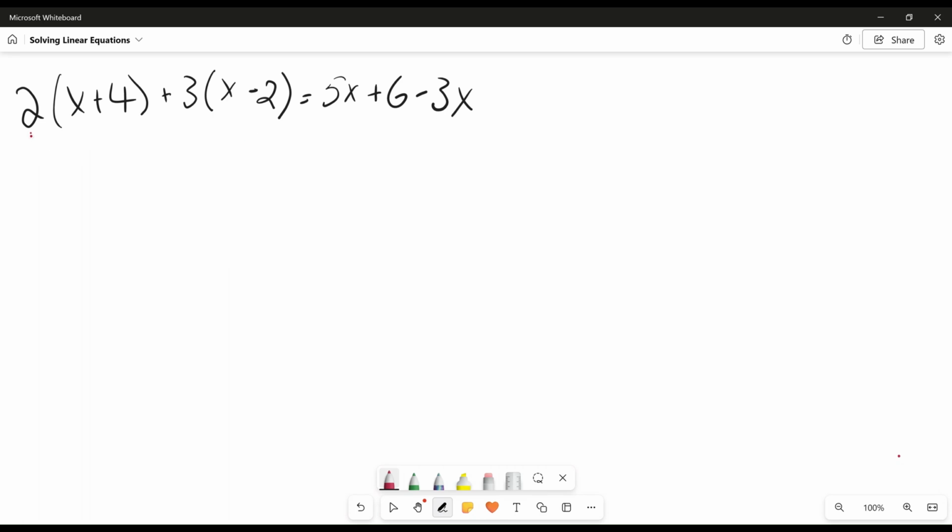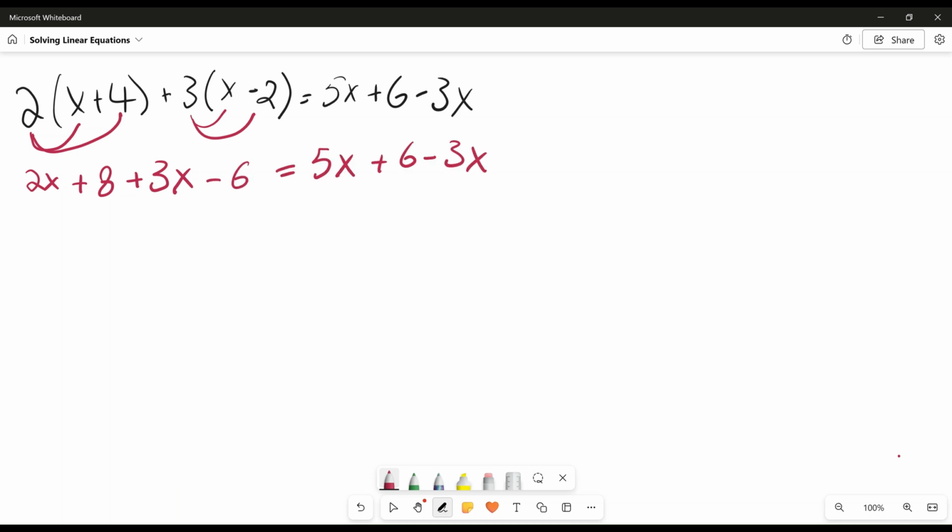So we're going to basically multiply 2 times x is 2x, 2 times 4 is 8, and then positive 3 times x is positive 3x, and 3 times negative 2 is negative 6. And we drop everything else because we didn't apply any change to them. Now our equation looks nice. There's no parentheses, there's no fraction.